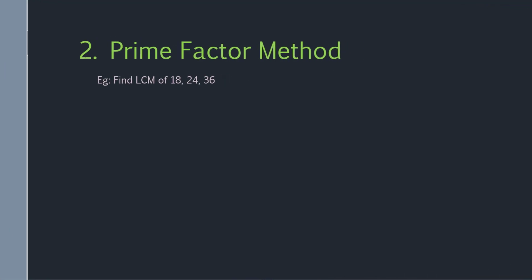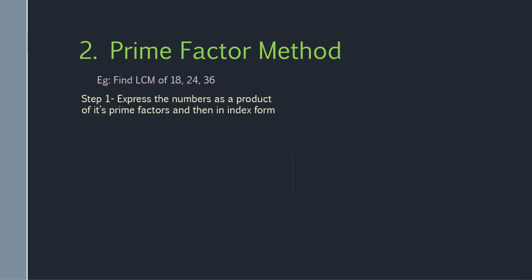As the name indicates, this method utilizes the prime factorization process. We will work together to find the LCM of 18, 24, and 36 using the prime factorization method. To begin with, we need to express the numbers as a product of their prime factors and then in index form. But before that, let's see how to express the number 18 as the product of powers of prime factors.